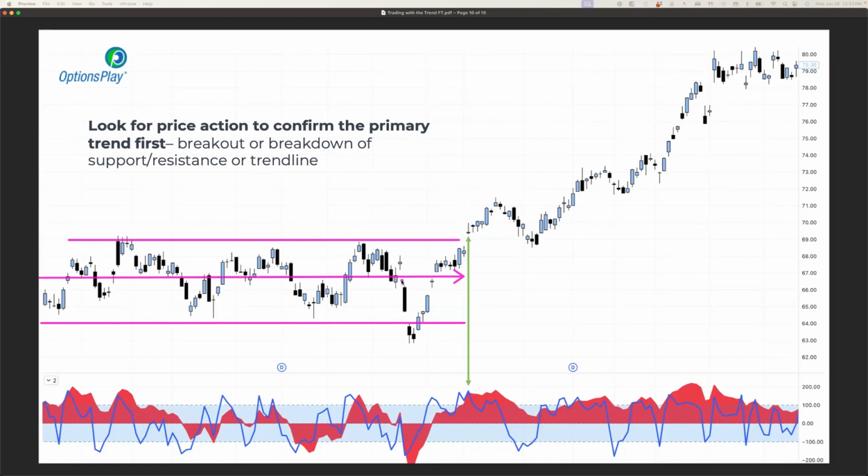This stock has been trading sideways for quite some time, and here it breaks out above its resistance level. That's the first indicator that perhaps a new trend is starting. Let's look at trend following strategies, and only when that happens do we have this specific trigger, right?